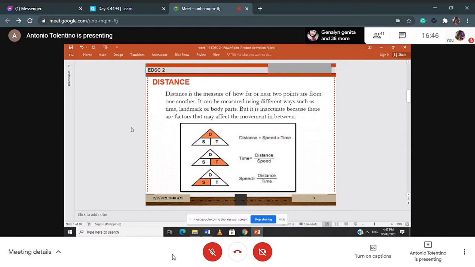We use meters to measure distance. Sometimes we use kilometers and miles to measure distance. Of course, here in the Philippines we use kilometers because we use the metric system. Abroad, they use miles because they use the English system.